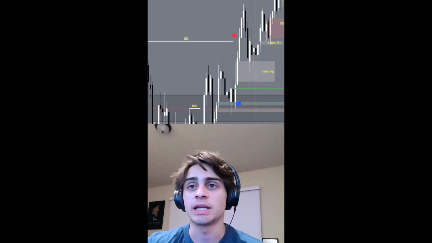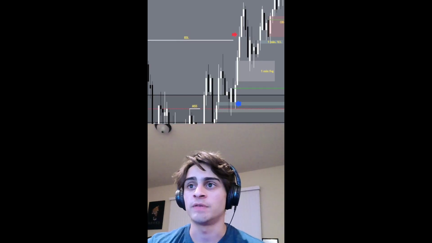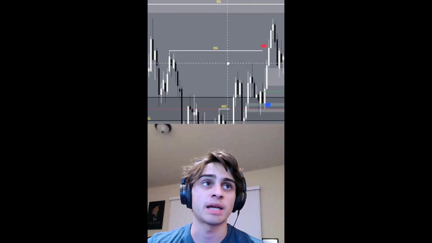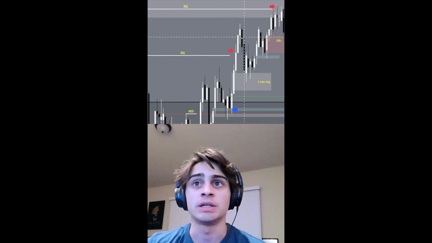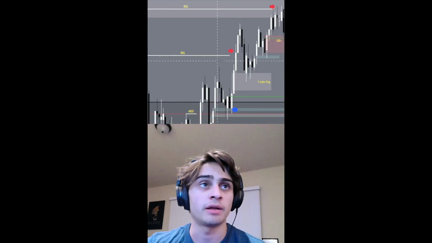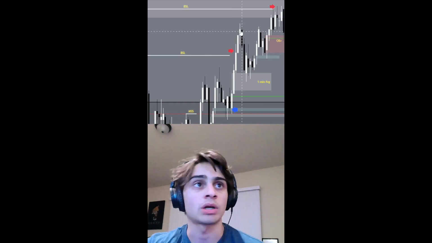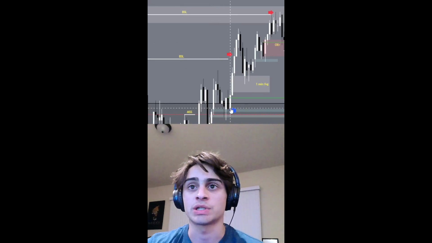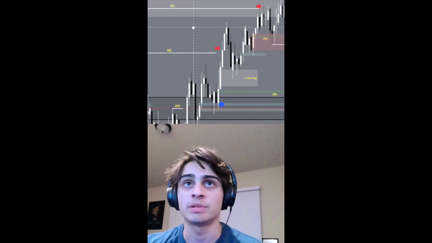Once this entry was taken, I took it with two mini contracts on ES, so $50 per point on this. First target was going to be nearest buy side liquidity, which is going to be right up here. After this push up, this red arrow shows that I took out one contract of the two contracts I was in. This was a nice 5.5 handle trade there for half my position.